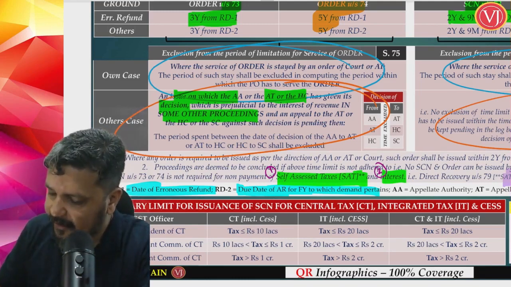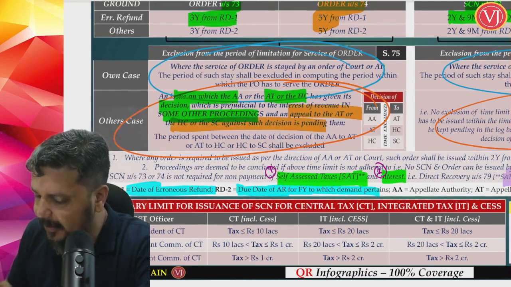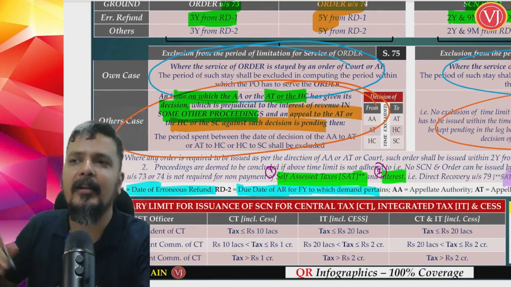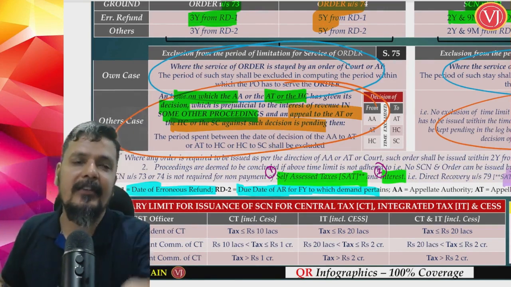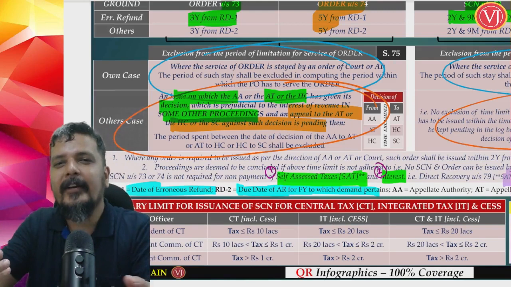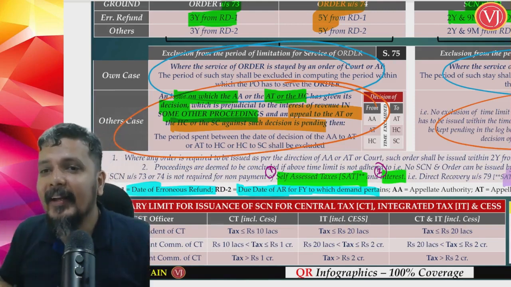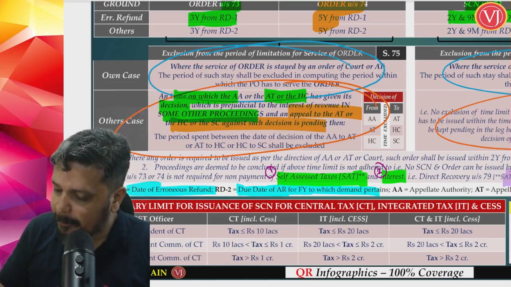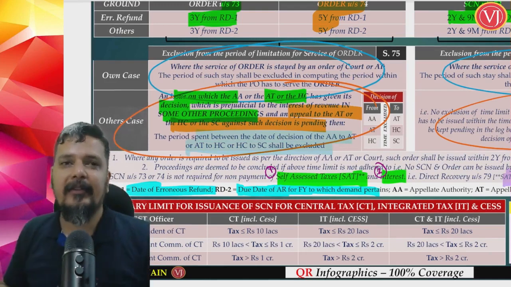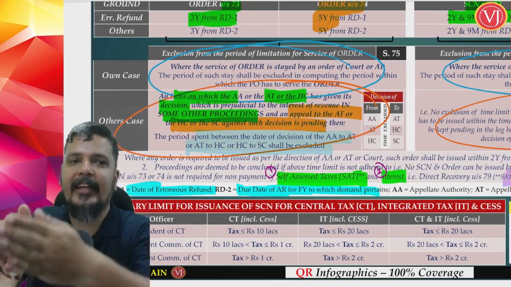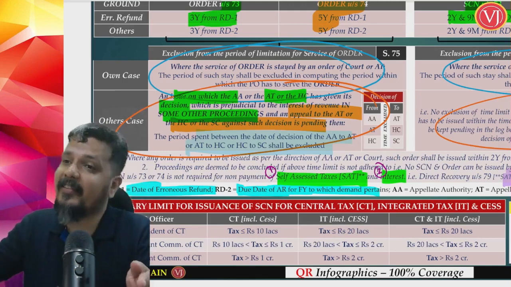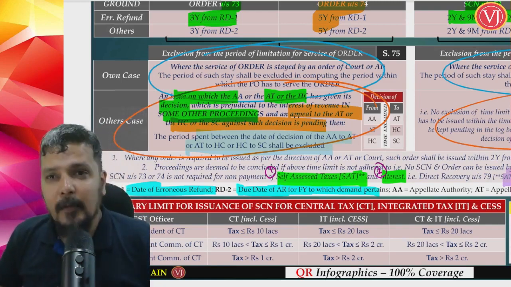And an appeal against that has been preferred to the next level. If it is order of appellate authority, appeal is at appellate tribunal. If it is order of appellate tribunal, appeal is at High Court. If it is order of High Court, appeal is at Supreme Court. This point we have already discussed. It is an indirect stay. Now, the period between the order of these two things, which means first appeals order to second appeals order, or second appeals order to third appeals order, or third appeals order to last appeals order, or directly first appeals order to last appeals order, if the matter is going to go till Supreme Court.